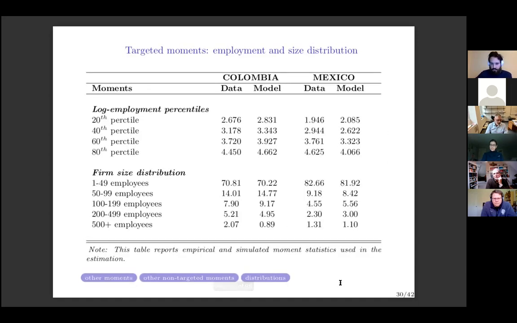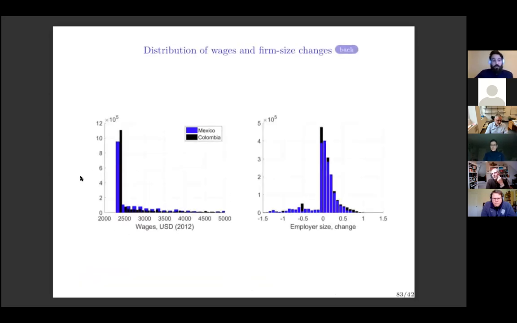Something that I can show you here is, in fact, the distribution implied by the model for wages and the distribution of firm size changes. So on the left, you have basically the distribution before the trade liberalization. And you can see that there is a much larger share of firms paying the minimum wage before the liberalization in Colombia. Exactly because the minimum wage in Colombia was higher, and this has been discussed quite extensively in the literature. There are many papers talking exactly about the fact that in Mexico adjustment could happen because of less strict downward wage rigidity compared to Colombia.